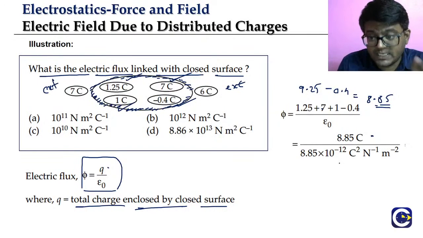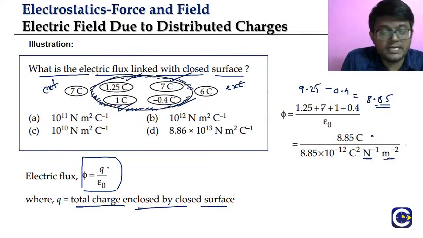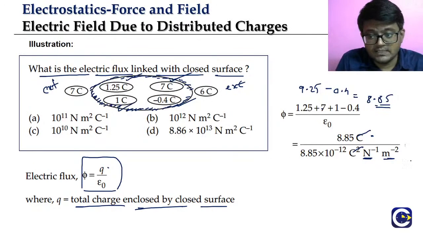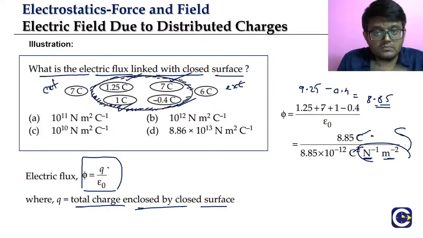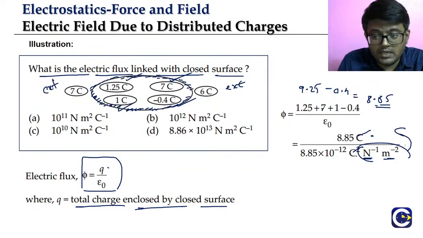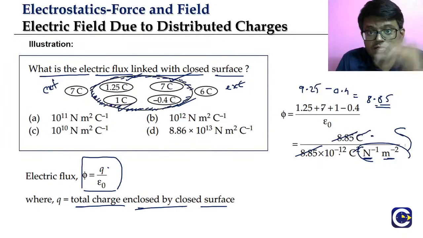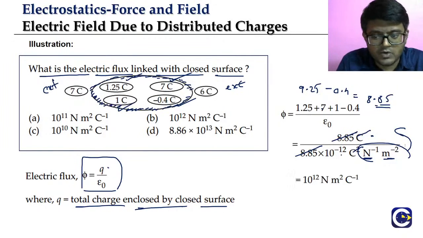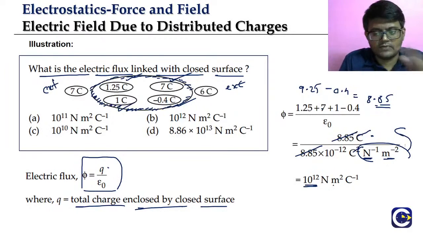8.85 into 10 power minus 12, right? Coulomb square divided by Newton meter square, so Newton power minus 1, meter power minus 2. Now look, one coulomb cancels unit-wise. Those go to the numerator. What comes in the numerator? Newton into meter square. Okay? In the denominator, only one coulomb will remain. Here, 8.85 and 8.85 cancel. 10 power minus 12 is in the denominator. If we take it up, it will be 10 power 12, right? So 10 power 12 Newton into meter square per coulomb.